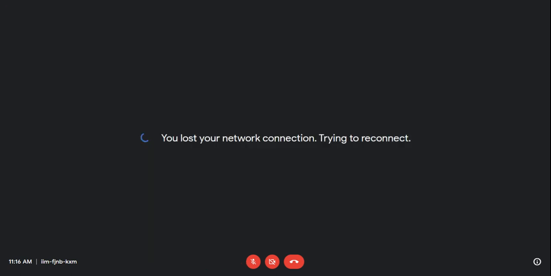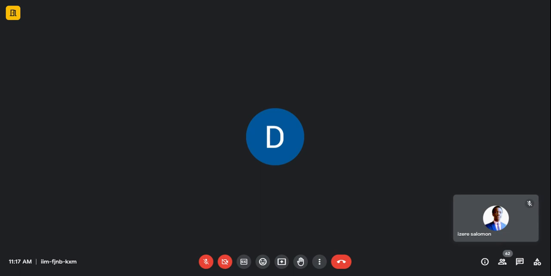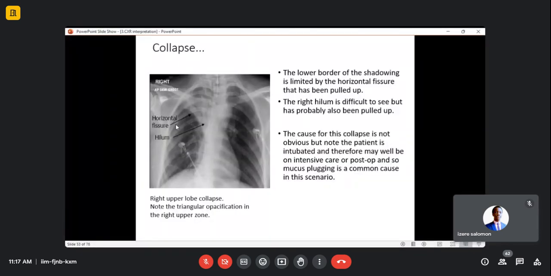The bronchi still receive some air. It will look like an air bronchogram sign. But they can even be associated, both collapse and consolidation, whatever.